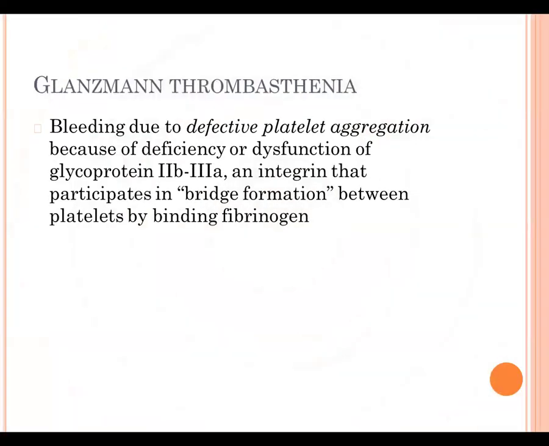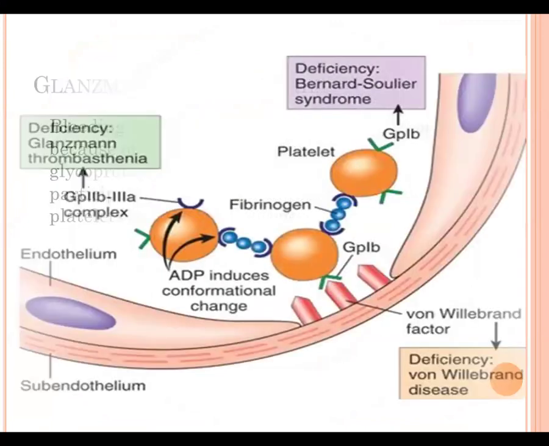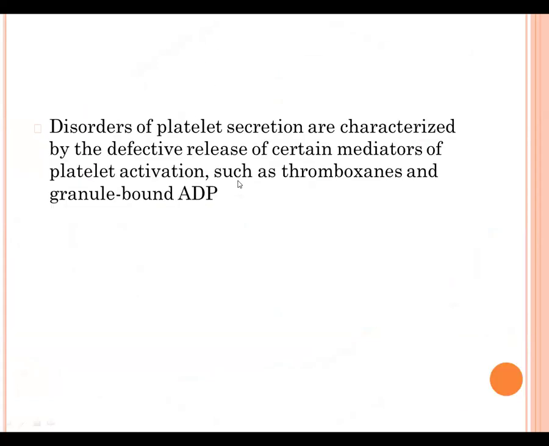So this bridging formation, plug formation, will not occur, and that leads to a platelet aggregation defect and Glanzmann's thrombasthenia. This is again a similar thing. You can see there may be a deficiency of von Willebrand factor, or a deficiency of the glycoproteins. Maybe adhesion will not occur here, and aggregation will not occur. So this is the overall picture, just showing you Bernard-Soulier syndrome and Glanzmann's thrombasthenia.